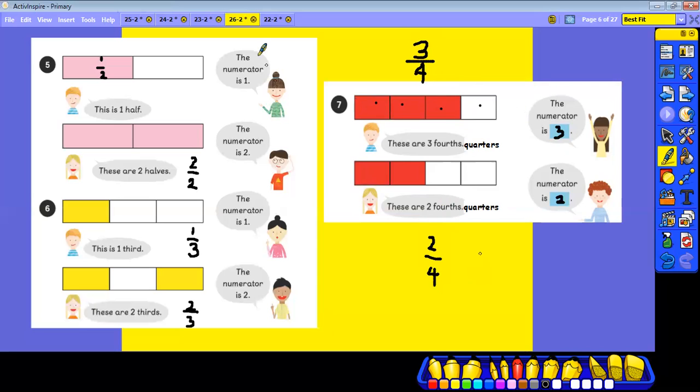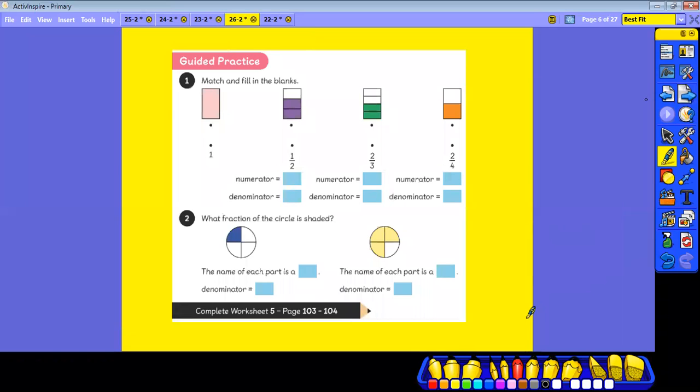Okay, so when looking here at the numerator, you also need to remember that to write your fractions successfully, you need to remember the denominator as well. So the numerator for these pictures is the number of parts shaded, and the denominator is how many equal parts the shapes have been divided into.